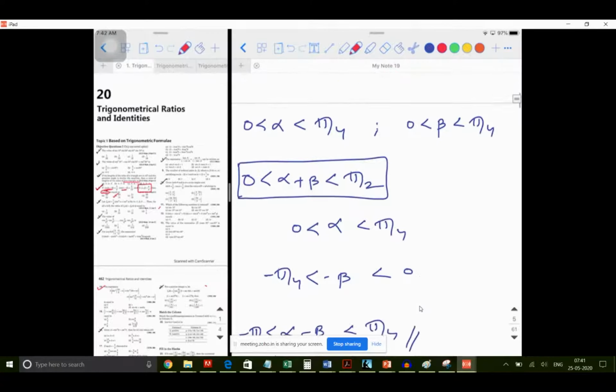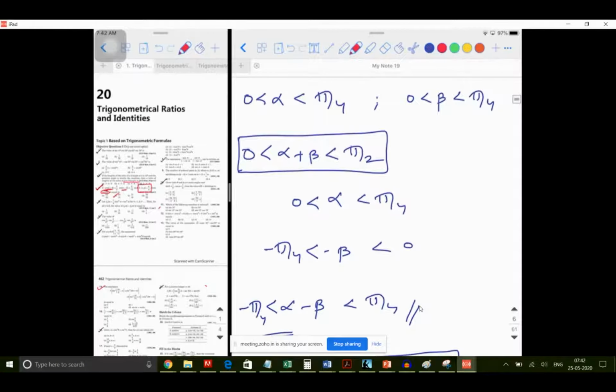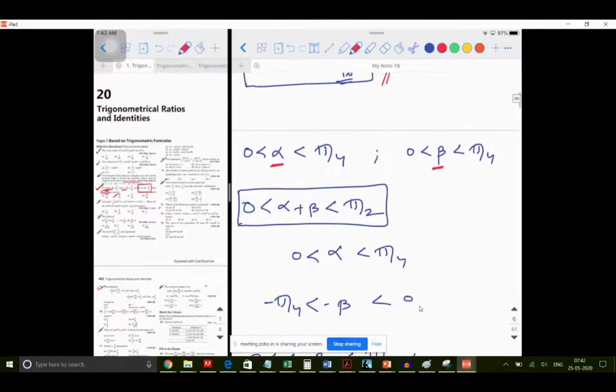Because here he has given one important point: alpha and beta both lie in the range of 0 to pi by 4. So alpha is greater than 0, less than pi by 4, and beta is greater than 0 and less than pi by 4. Right. Now, if I add these two expressions, alpha plus beta, what will you get? You will get it in 0 to pi by 2.